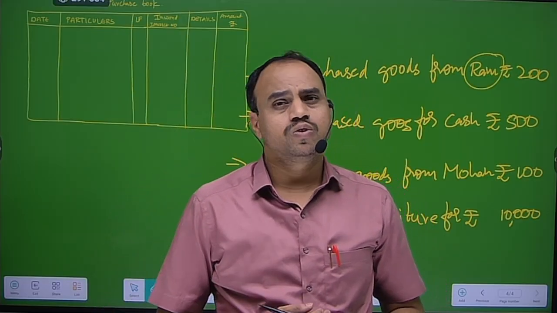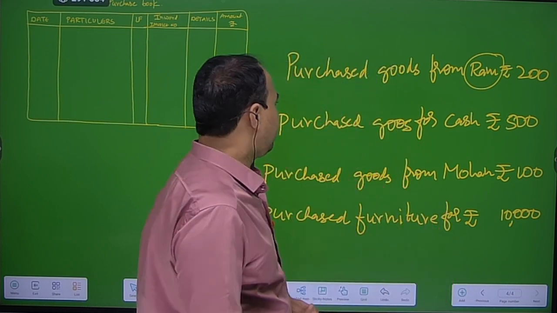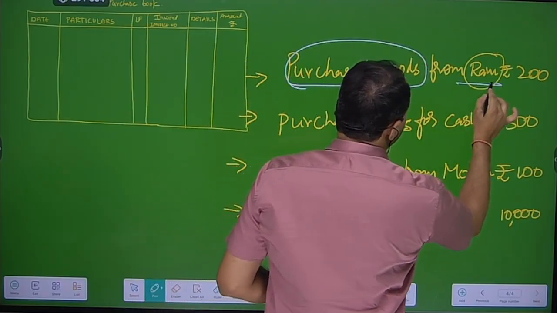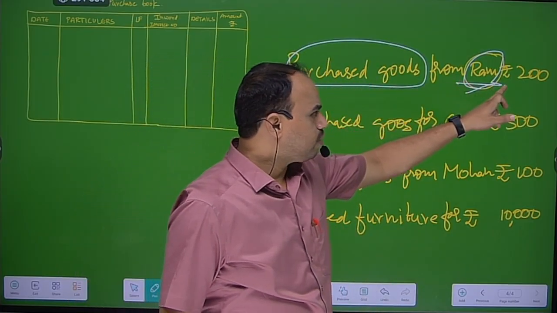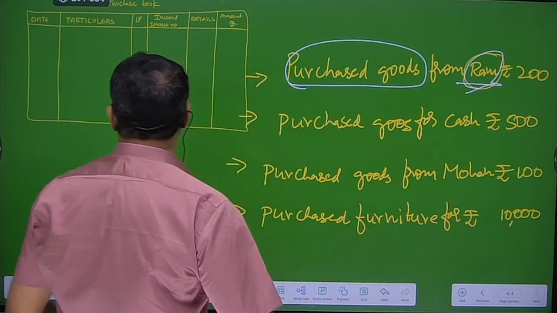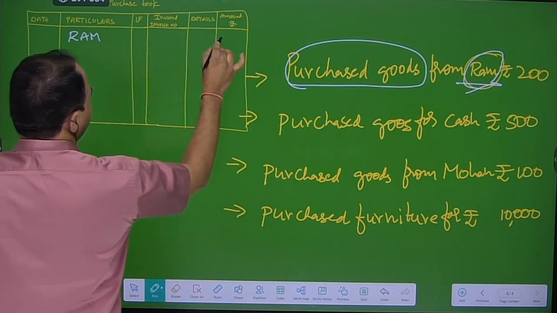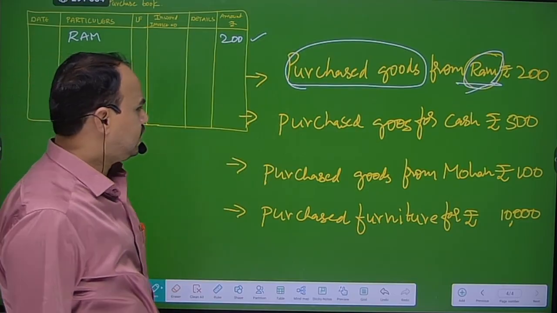Whenever we purchase goods on credit, only then does the shopkeeper enter our name in the book. So whenever a purchase of goods is given with a name, you assume it is a credit purchase. For "purchased goods from Ram rupees 200", simply write Ram in the particulars column and 200 in the amount column. That's it, problem completed. Okay, see the next one.